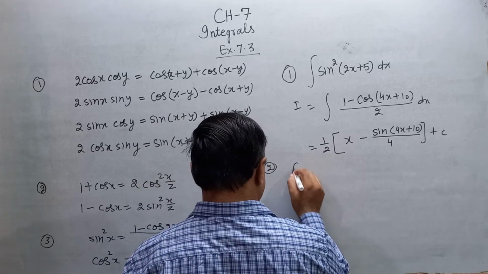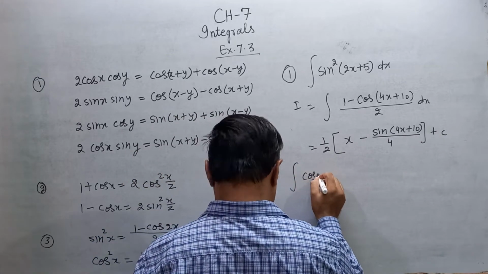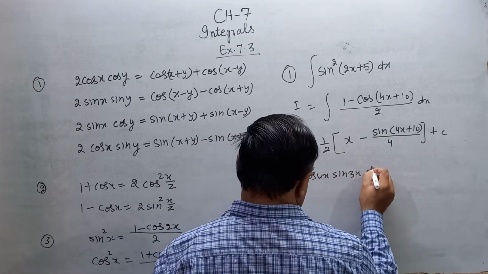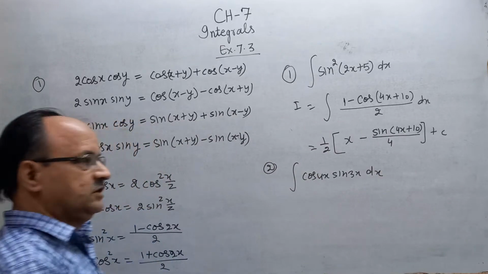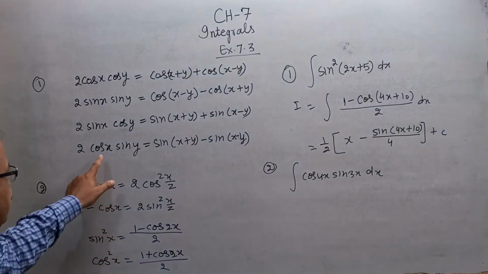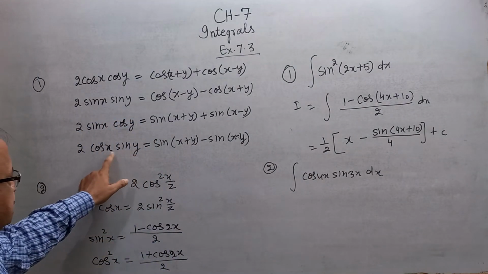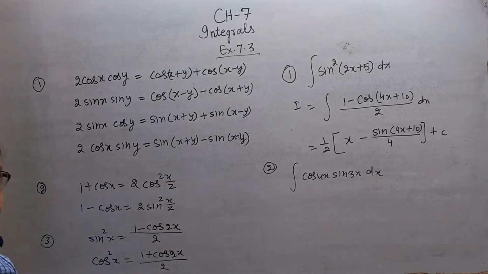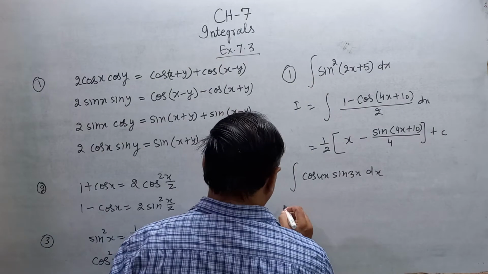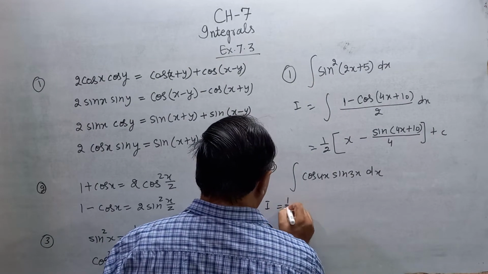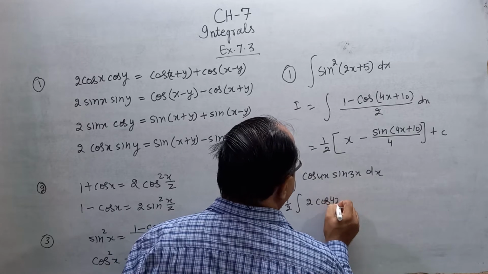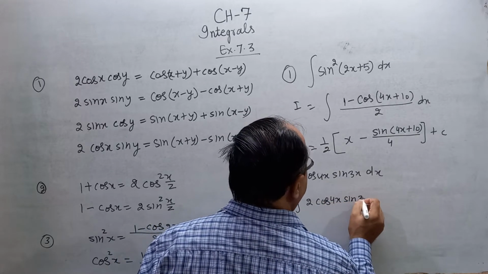Second question, integration cos 4x sin 3x. In this you can apply the formula for cos x sin y. For this formula you have to multiply and divide by 2. Multiply and divide by 2: 2 cos 4x sin 3x dx.